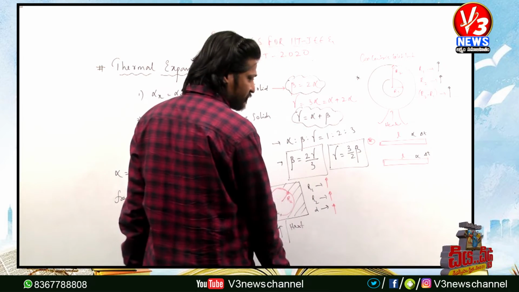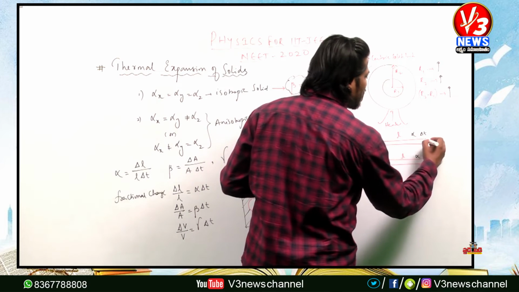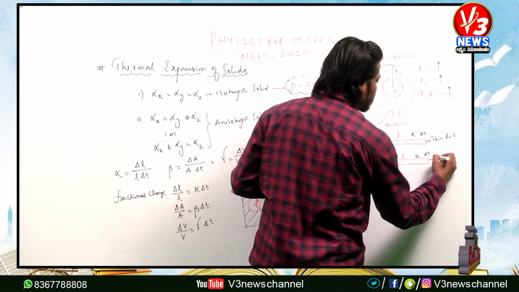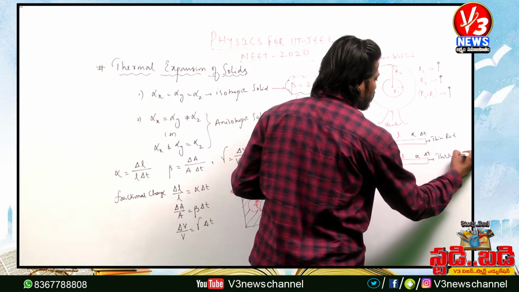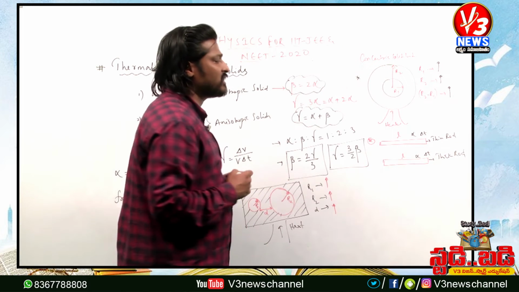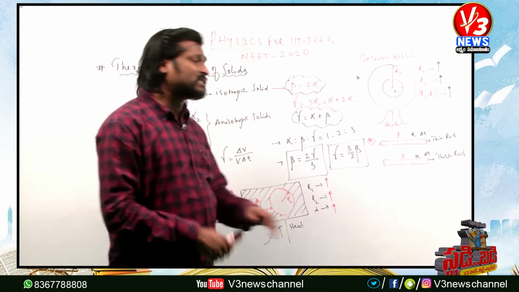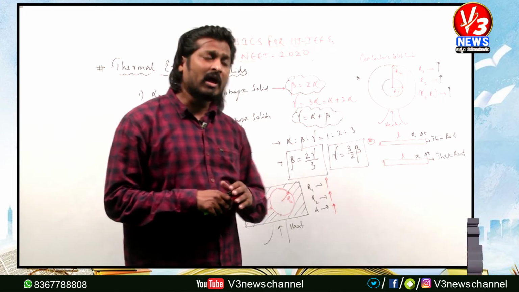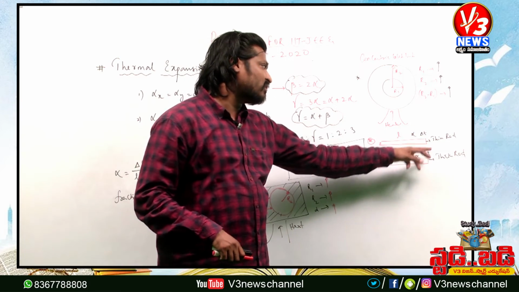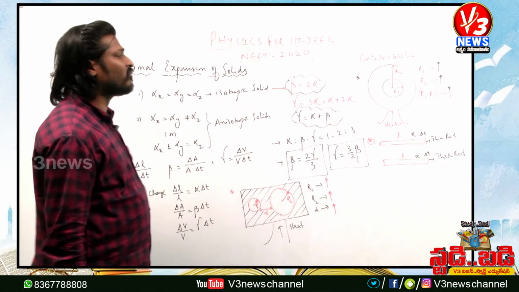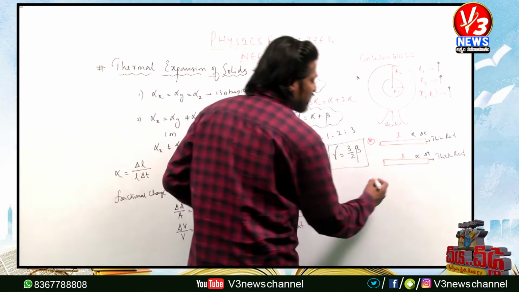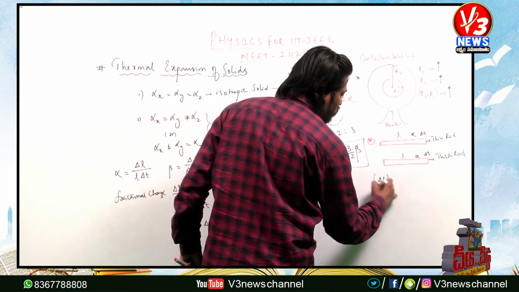One is a thin rod, and the other is a thick rod. Both of them have the same length, both are made of the same material, and you are giving the same temperature difference to them, but one is thin and one is thick. Where is the expansion more? So can I say that it is the expansion of the thin rod.